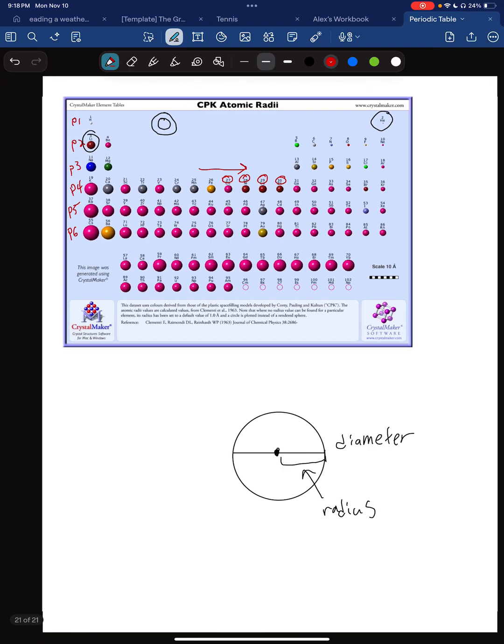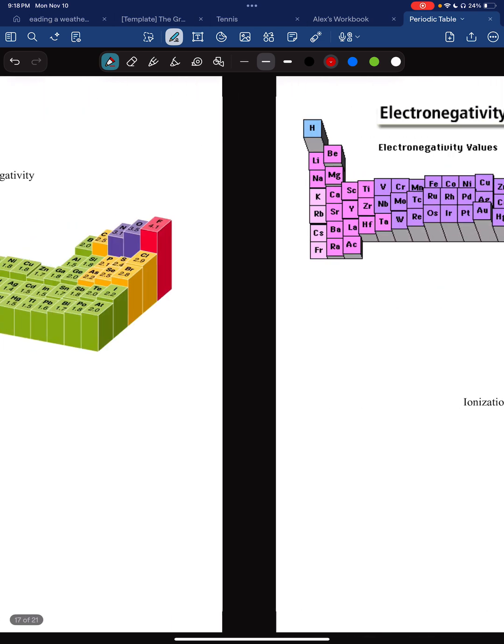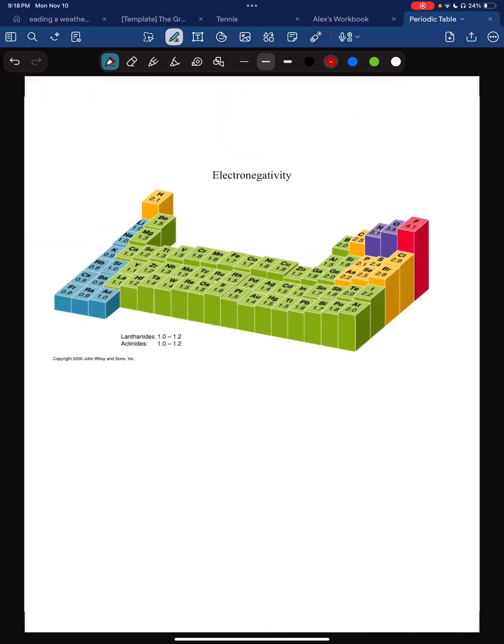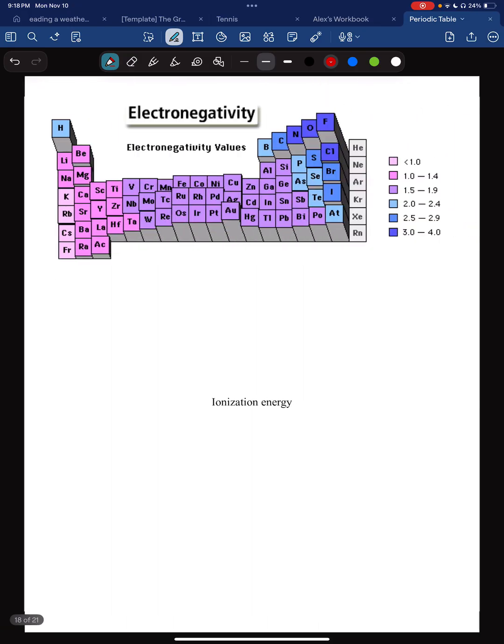We already talked about this one, so we're going to go back to the front here. So, electronegativity. You have this one on the front page and this one on the second page. We're going to look at the second page one, because I feel like this one works a little bit better for what I'm going to try to explain. Electronegativity is the atom's ability to attract electrons, or the ability to want to take electrons away from another atom.